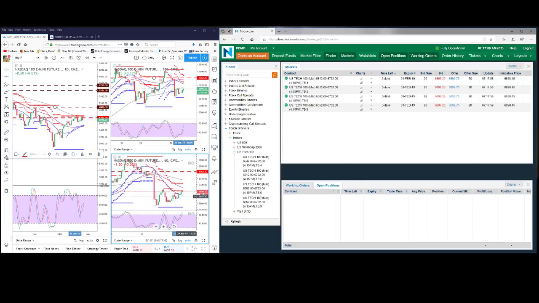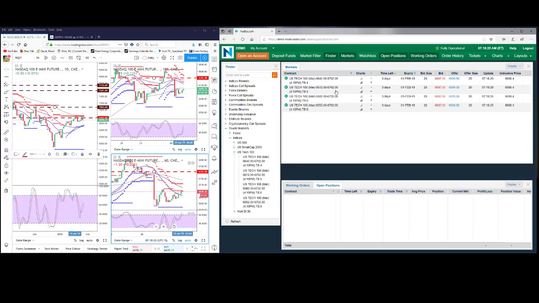Now that changes according to the instrument that you're trading. For example, the Dow only moves in points. So it's $1 a point. That's easy. The ES also moves in 0.25 increments. The Russell moves in 0.1 increments. So on the Russell, you're looking at $10 a point, okay?